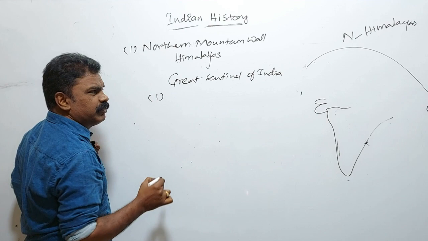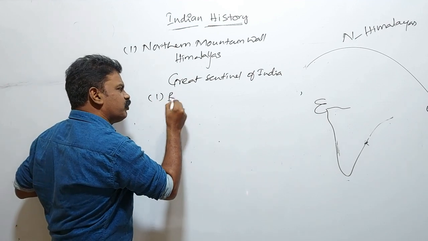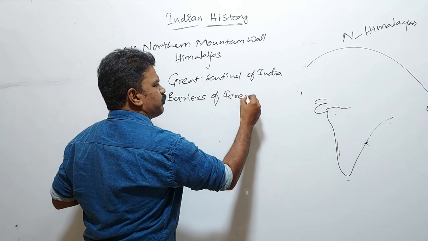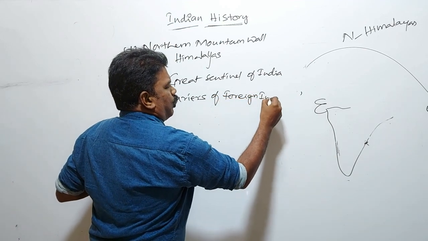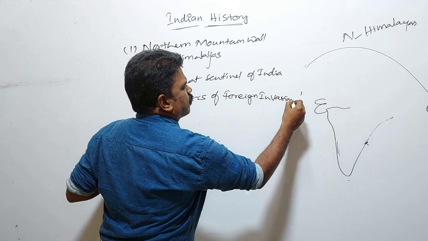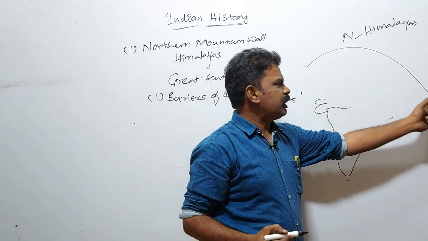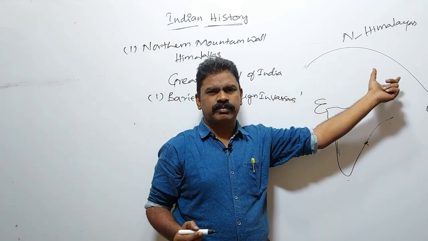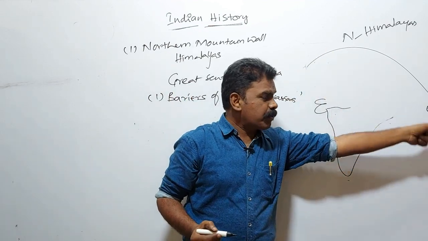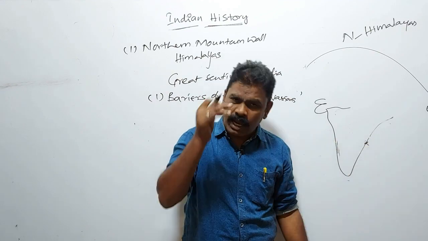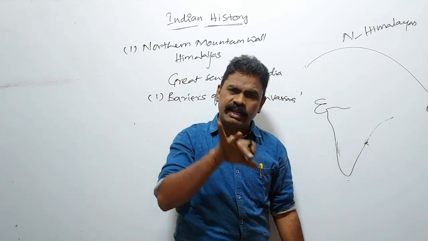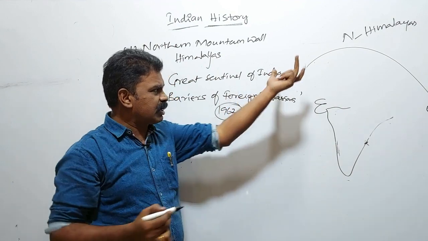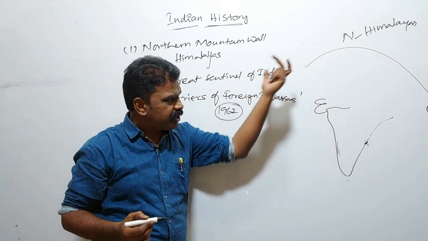The first one is they became the barriers of foreign invasions. No foreign invader would come through the Himalayas. The Himalayas stopped the foreign invasions. But we kept that in blind view until 1962. Coming to 1962, China crossed the Himalayas and penetrated into India.